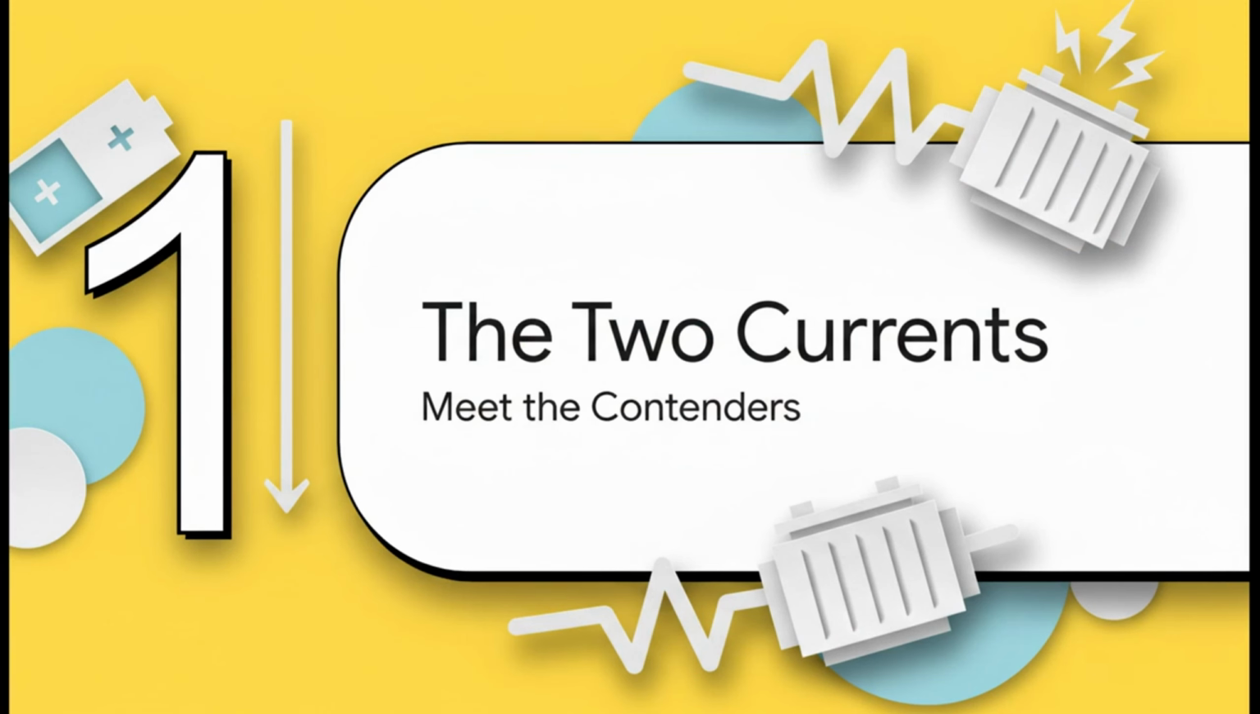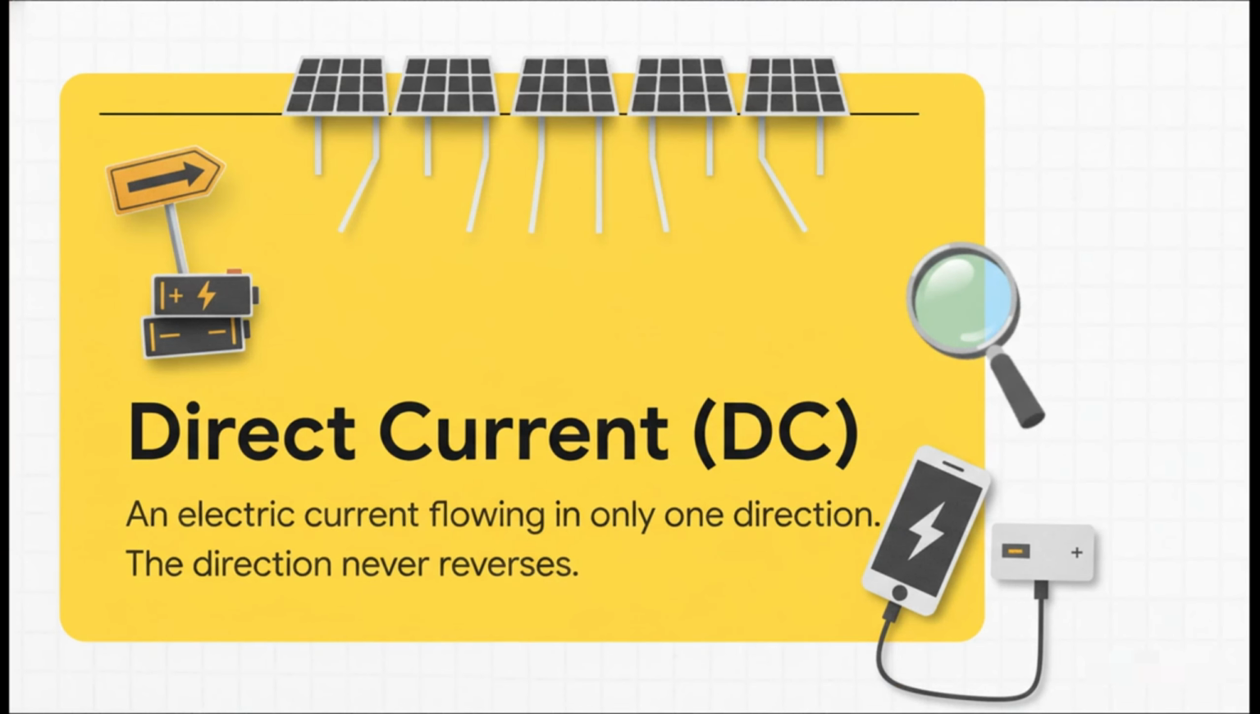Okay, to really get to the bottom of this, we've got to properly meet our two main players. It's like a title fight. In this corner, direct current, and in the other, alternating current. Let's break them down. First up, we have direct current, or DC. The easiest way to think about DC is like water flowing through a hose in one steady direction. It never turns back. It's that consistent one-way push of electricity. You see it everywhere in things like batteries, solar panels, the power bank for your phone. It's simple, it's predictable, it's direct.